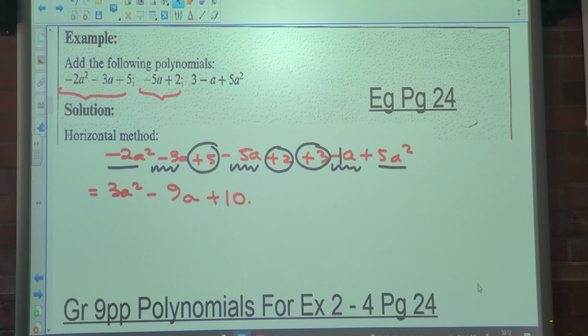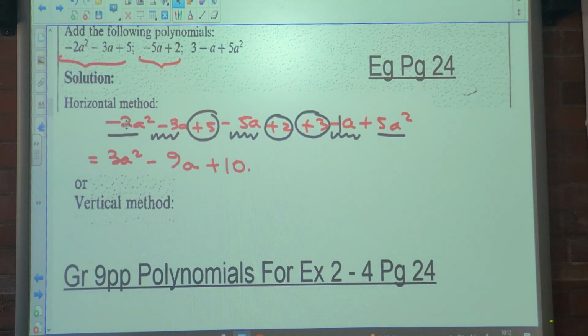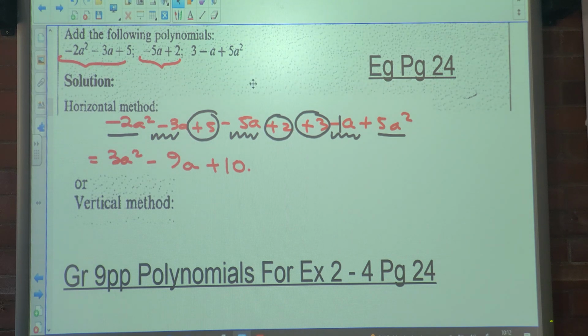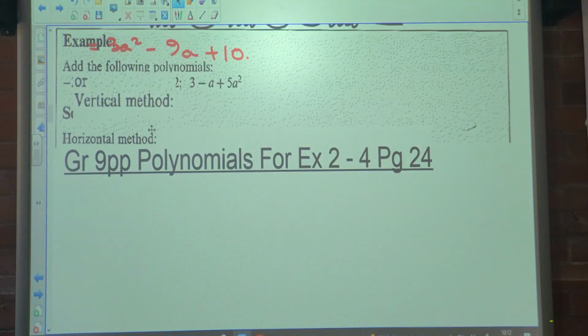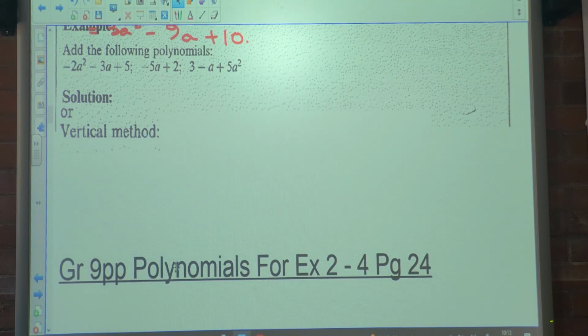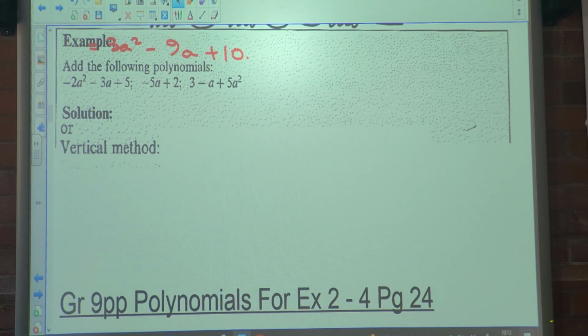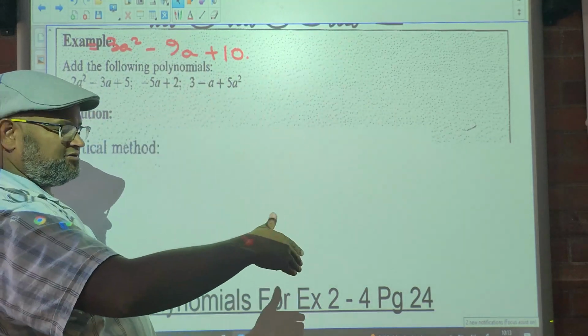Alright, you guys understand? Is there any confusion? Alright. So now, of course, there's a vertical method as well. Any questions? No? There's a vertical method as well. Look at the vertical method. As we said, this is the horizontal method, you're going across, so of course the vertical method is going down.